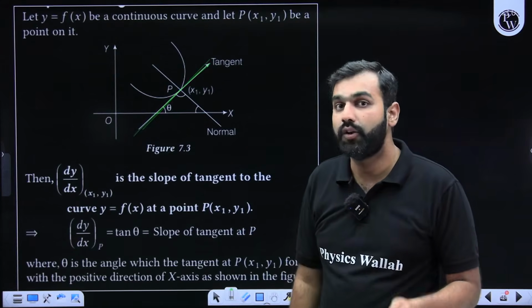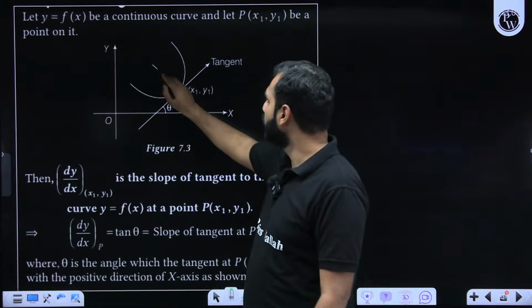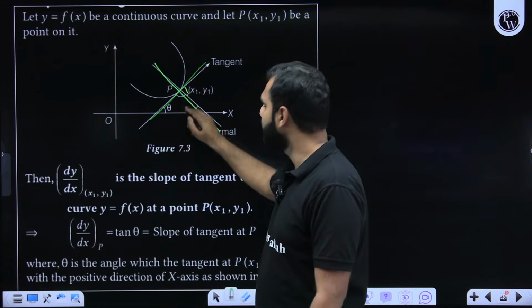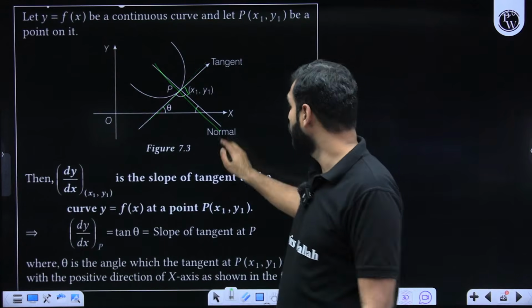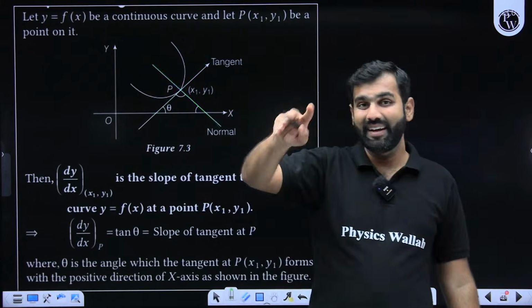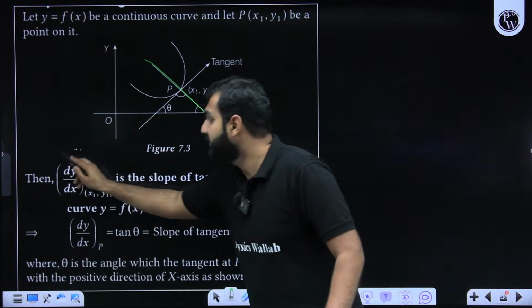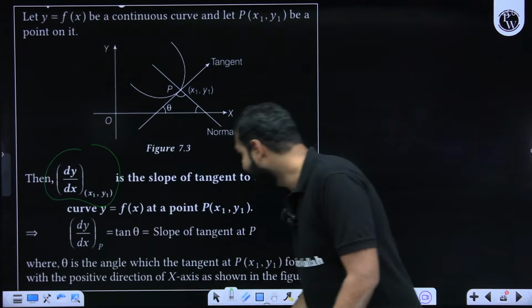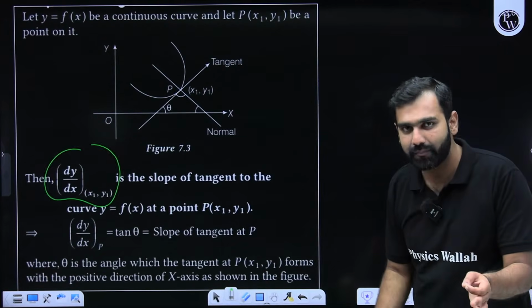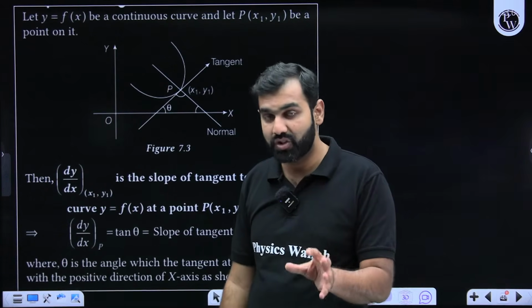So how do we find the slope of the normal? Of course, it's very simple, because we know tangent and normal are perpendicular to each other. The slope of the tangent is m. The slope of the normal will be the negative reciprocal of m, which is minus 1 by m. So if the slope of the tangent is dy/dx at (x1, y1), the slope of the normal will be minus dx/dy at (x1, y1). I hope you are very much comfortable with that.